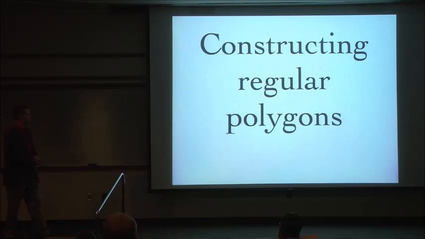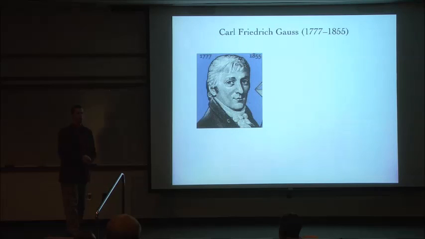So first is the constructing of regular polygons. And actually the hero of this story is Gauss. This is like math's greatest hits here. I've already given you Archimedes and Euclid and Descartes, and now we've got Gauss here. So it turns out, how many of you are 19 years old or younger? So a bunch of you.